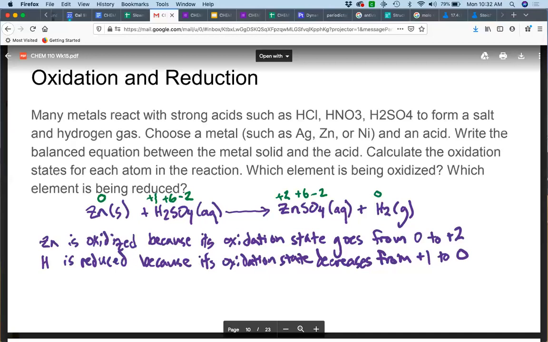So I can already assume that if I have SO4, the oxygen is still going to be -2, and the sulfur is still going to be +6. So because I know that, then the only atom that I need to solve for in terms of its oxidation state is going to be zinc. And so if I add those up, it's a very similar conundrum. I have a -8 and a +6, which means that zinc has to be a +2.